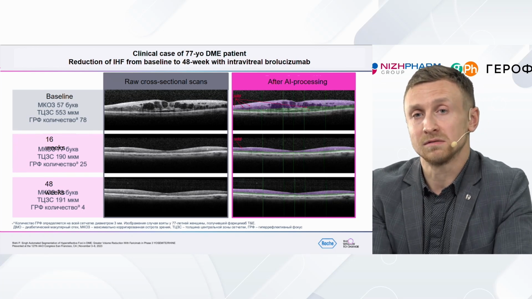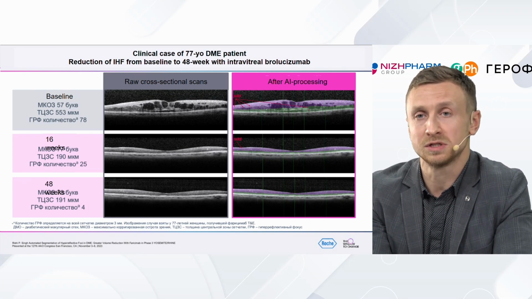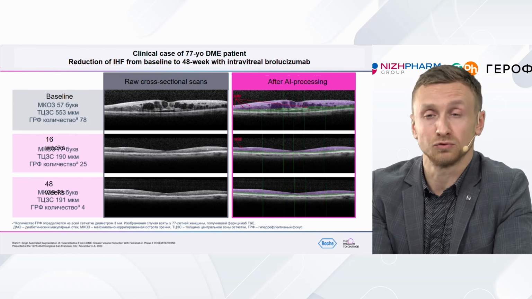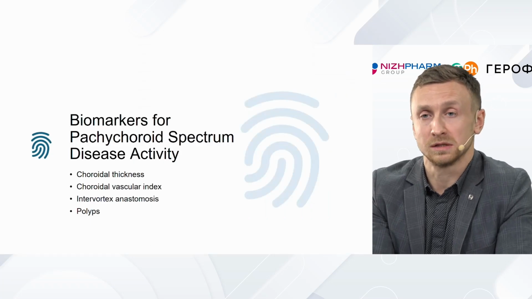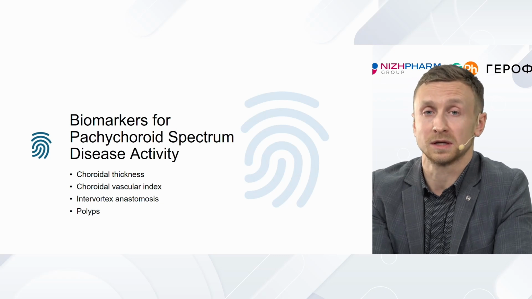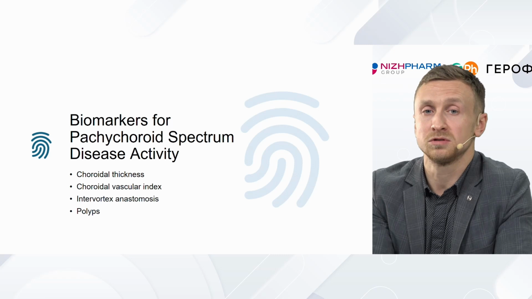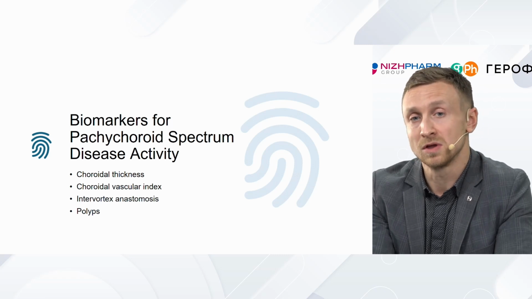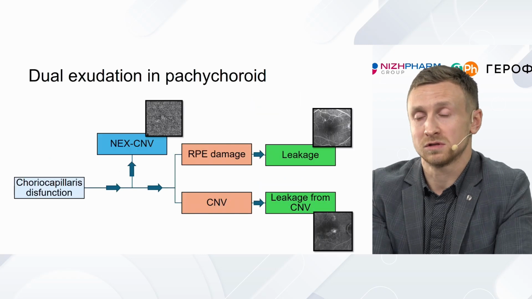And registrational studies also showed that the use of this treatment, let's say in patients with diabetic macular edema, is related not only with the suppression of exudative component, but with active regression of retinal hyperreflective phenomenon and hyperreflective foci. So another class which is extremely important in neovascular AMD, so these are biomarkers for pachychoroid spectrum disease activity, which is choroidal thickness, choroidal vascular index, intervortex anastomosis, and polyps, and we'll talk about it in detail in a minute.